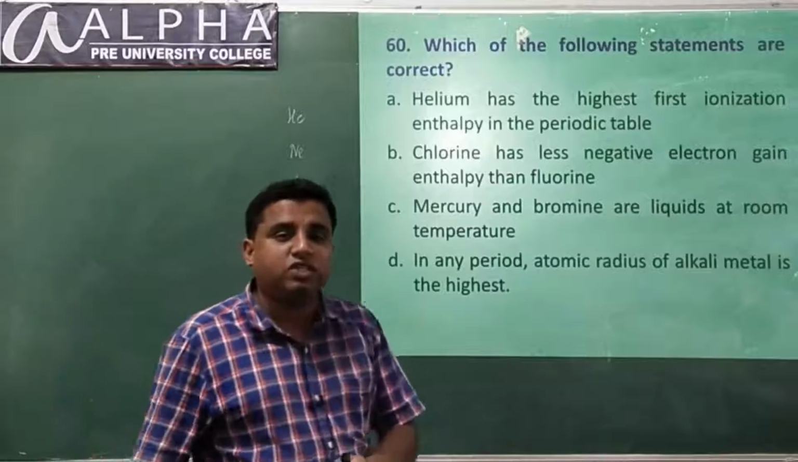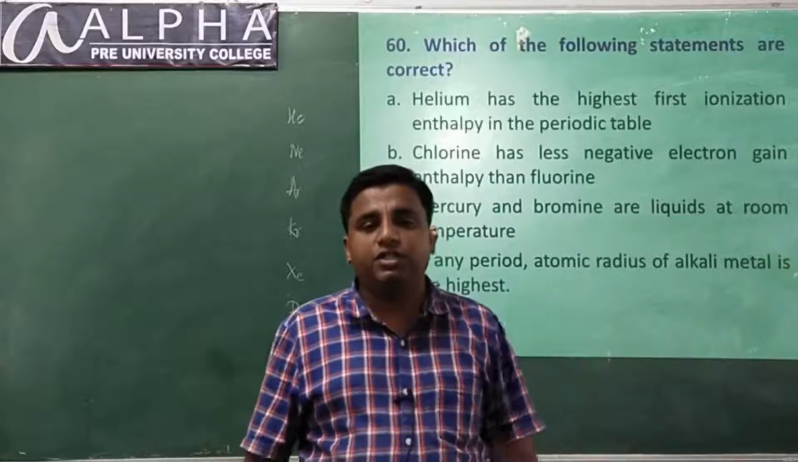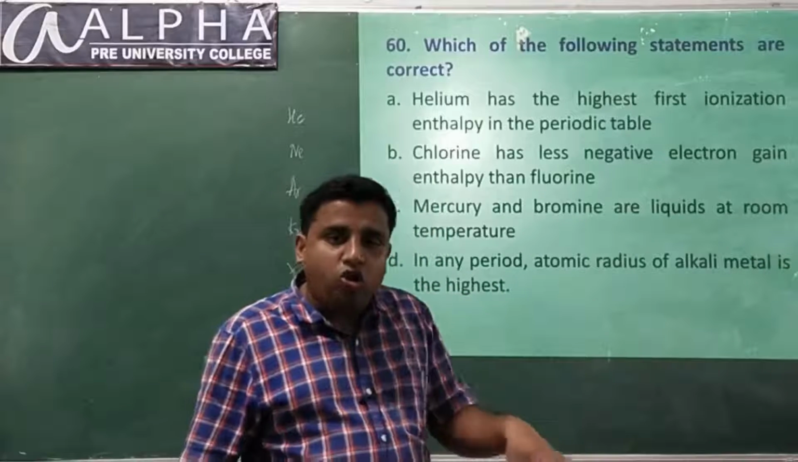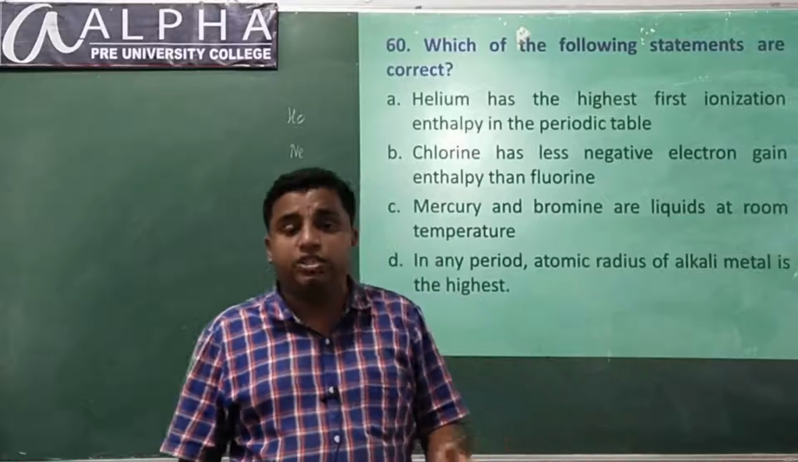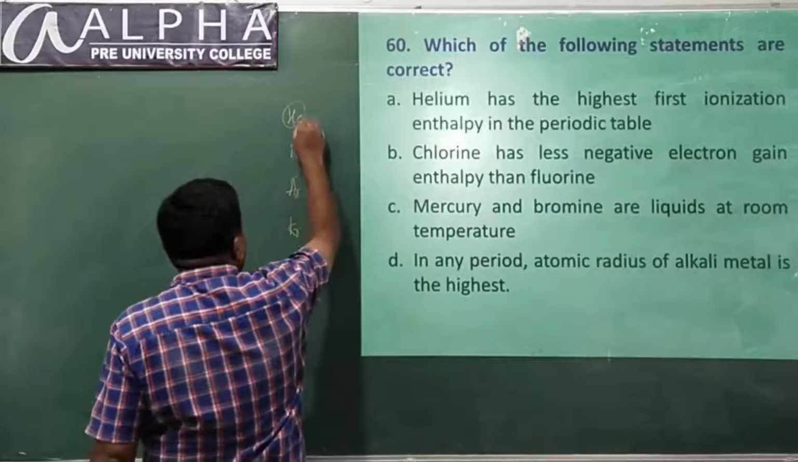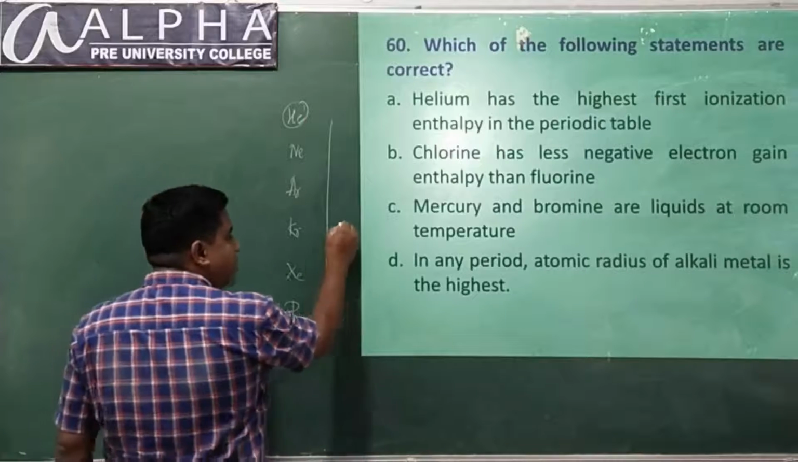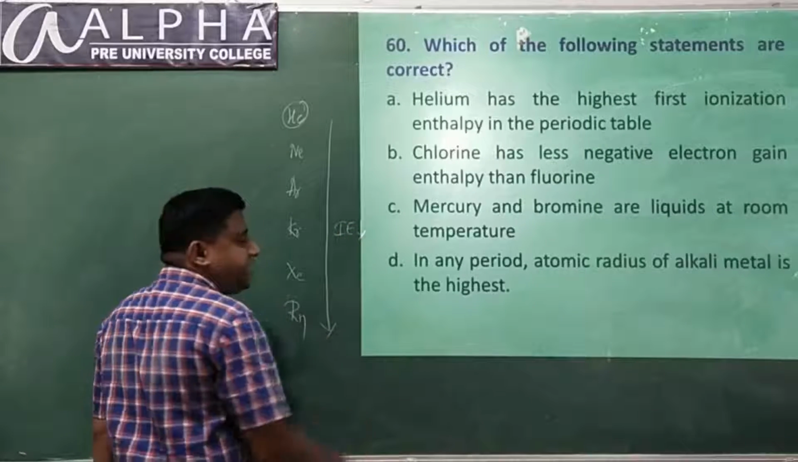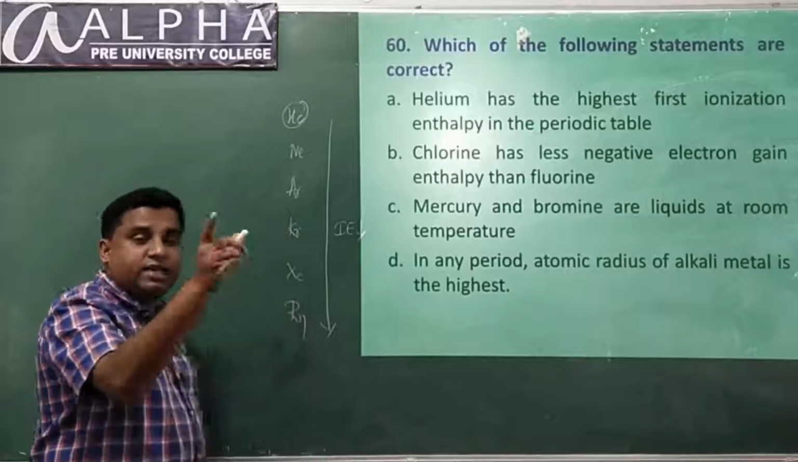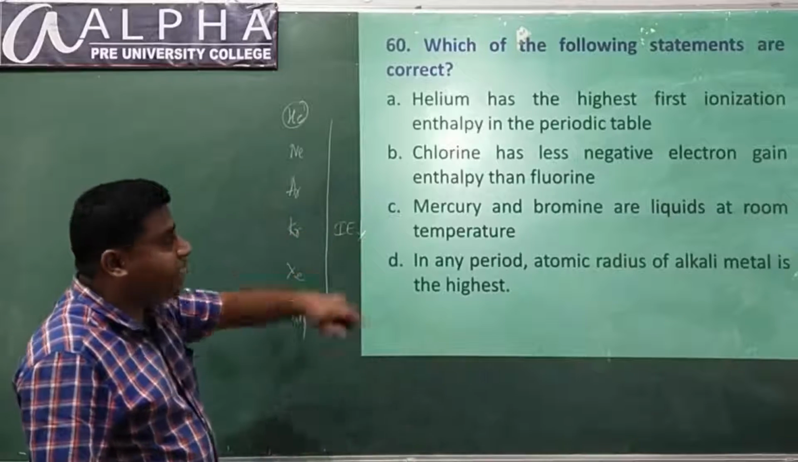Noble gases have extremely high ionization enthalpy. But among noble gases, which one has the highest ionization enthalpy? Of course it is helium, because down the group ionization enthalpy decreases. Hence helium has the highest ionization enthalpy. Therefore option A is correct.